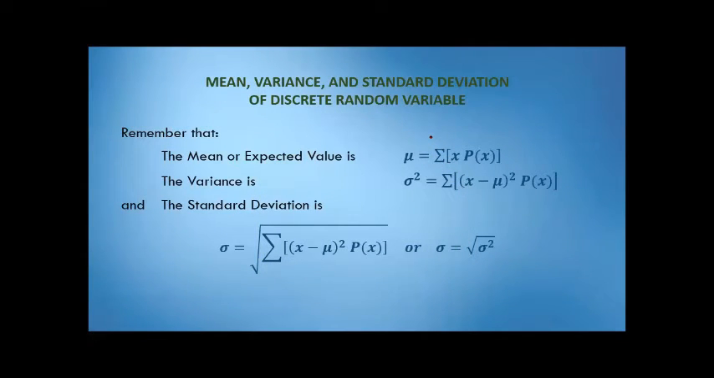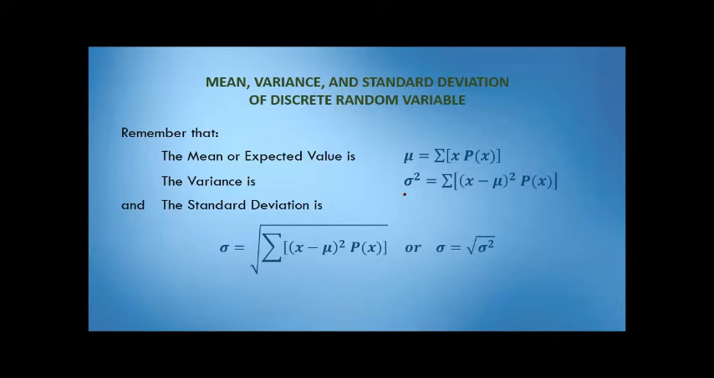This is the continuation of the lessons on mean, variance, and standard deviation of a discrete random variable. In previous videos, I already gave example 1 and 2. This will be example number 3. I'm going to show you the computation of another PMF for mean, variance, and standard deviation.